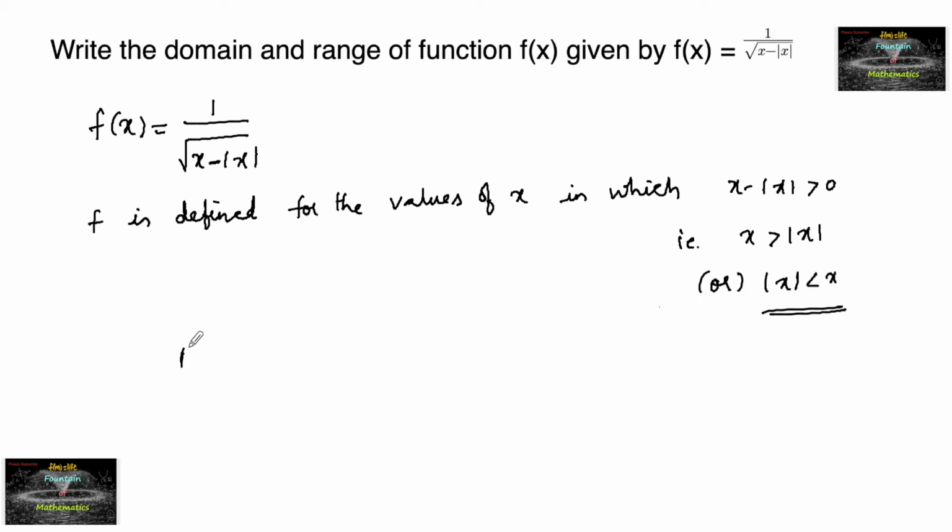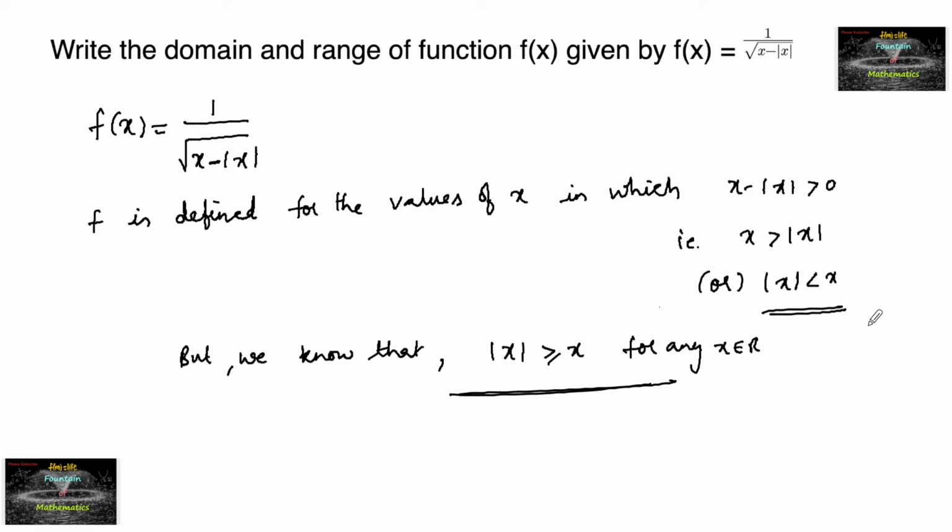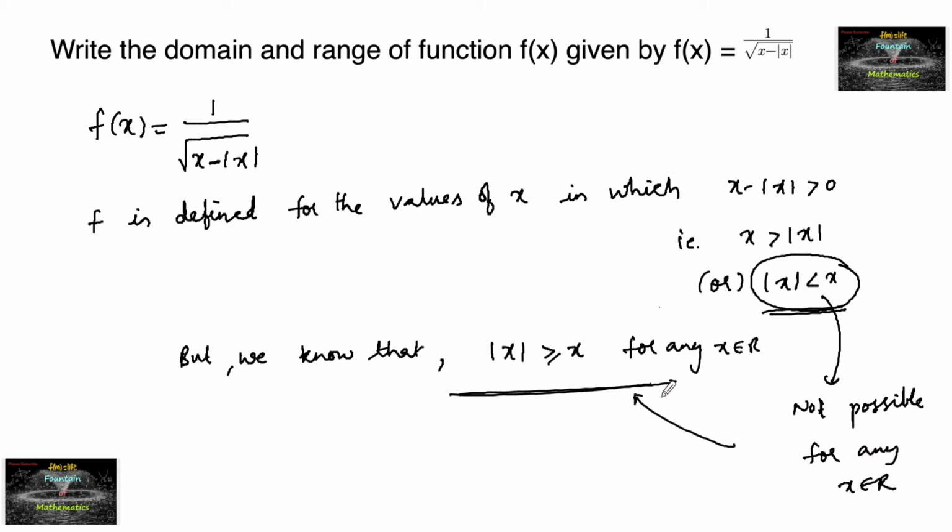But we know from the definition of modulus function that mod x is always greater than or equal to x for any real number. For any x belongs to R, mod x must be greater than or equal to x. And to define this function, f will be defined only when mod x is less than x, which is not possible. So we can conclude that it is not possible for any x belongs to R.